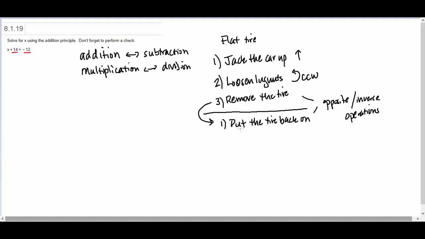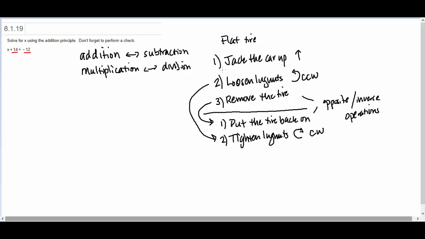And then what's the next thing? Once we put the tire back on, do we let the jack down? No, we put the lug nuts on, right? So the opposite of loosening lug nuts is what? Tightening lug nuts. And in fact, to tighten lug nuts, do we turn them counterclockwise? No, we turn them clockwise. So we do that. That's an inverse operation.